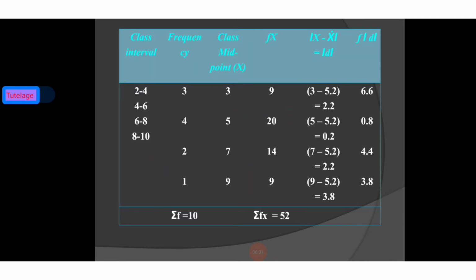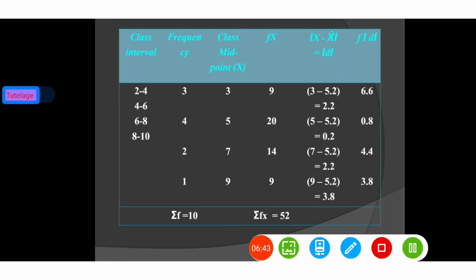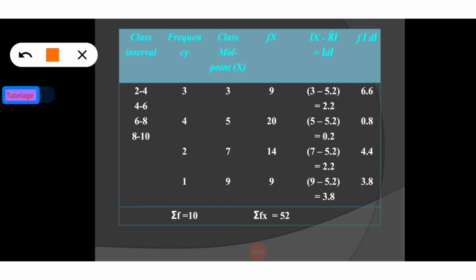So here is the solution for the above mentioned problem. We can see there are 6 columns. The first column indicates the class interval. The second column indicates the frequency of the class interval. The third column indicates the midpoint, the fourth is fx, and the fifth is the deviation of the observed values from the arithmetic mean, the average of the observed values. And now going to the sixth column, here we can see f into d.